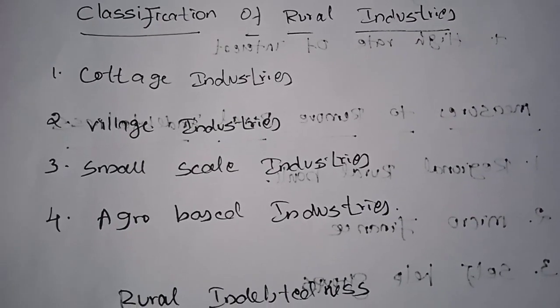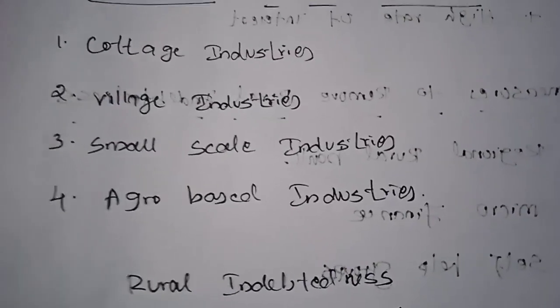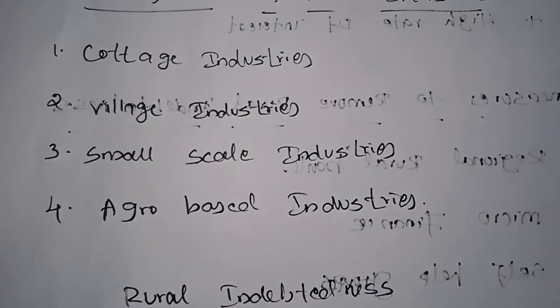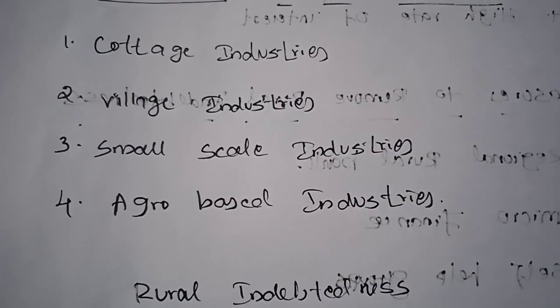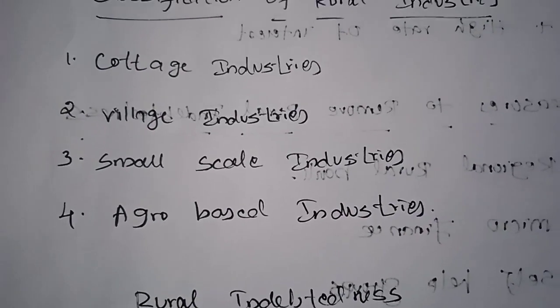Some industries depend only upon agriculture. For example, if some of the raw materials for this type of industry come only from agriculture, it is considered an agro-based industry.